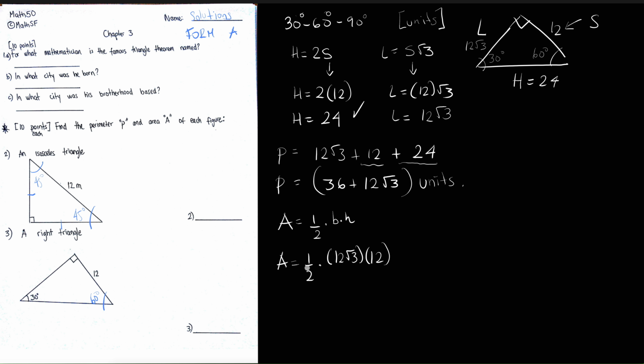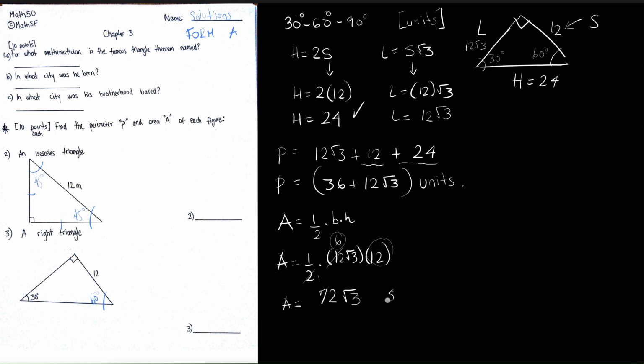Now I'm going to use algebra. I'm going to reduce here. 2 goes into here once, 2 goes into here 6 times. And 6 times the 12 in here is going to give me 72. Yes, that should be a 72. 72 root 3. But what type of units?